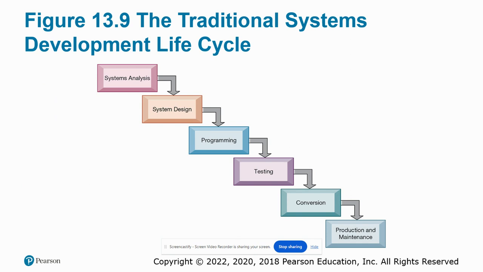The systems development life cycle partitions systems development into formal stages, with each stage requiring completion before the next stage can begin.